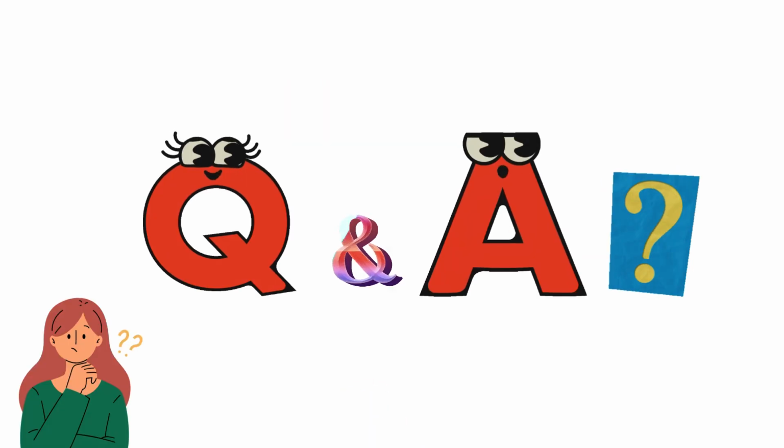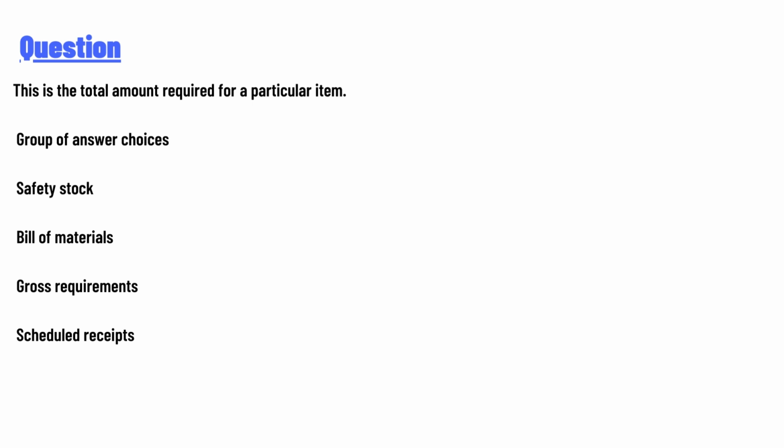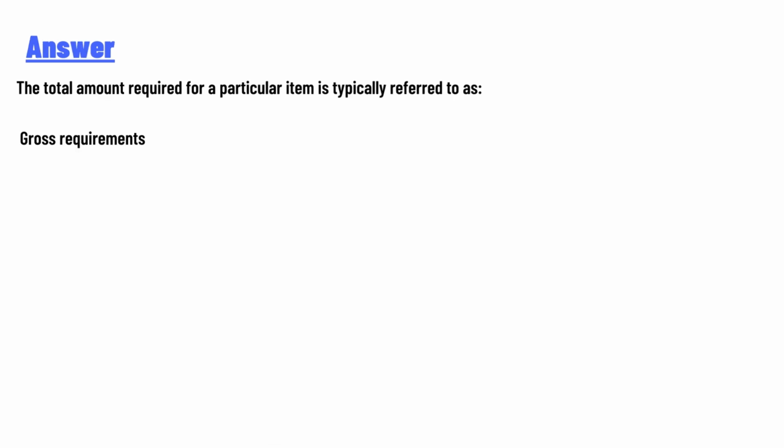So our today's question is: this is the total amount required for a particular item. Group of answer choices: safety stock, bill of material, gross requirements, schedule receipts. And the answer to the question: the total amount required for a particular item is typically referred to as gross requirements.